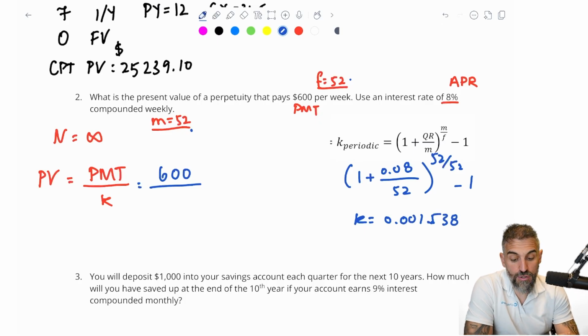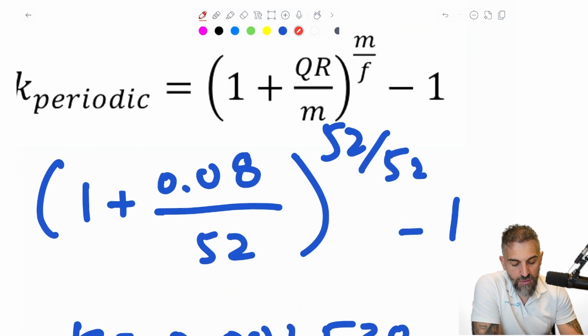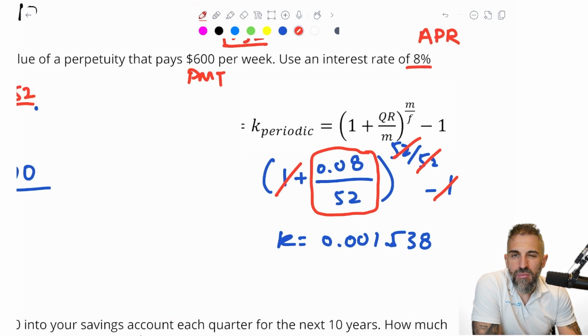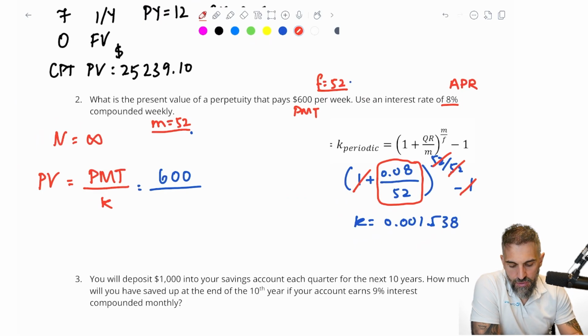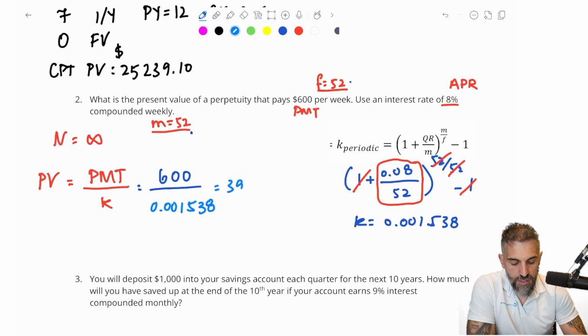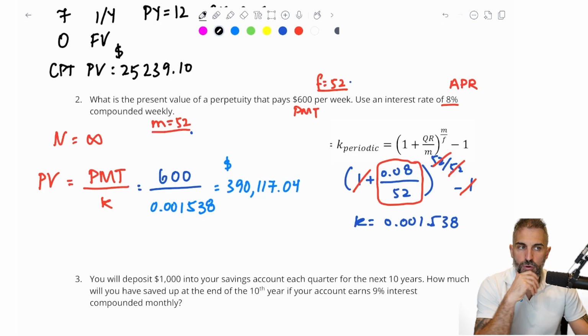Or you could have noticed that your M and your F are the same and then just divided. Why? If you look carefully when they're the same, they cancel out here. These ones cancel out and you're left just with that. But I mean, it's a great shortcut, but it's not necessary, right? So I'm going to plug in my 0.001538 down here. So the present value is $390,117.04. That is the value today of $600 every week forever.